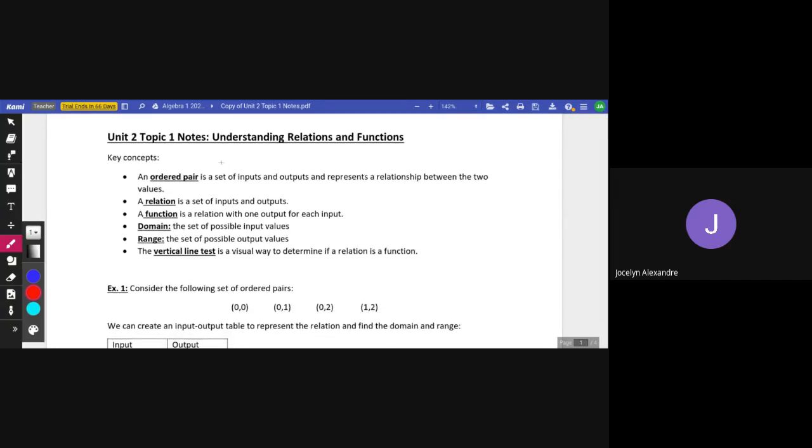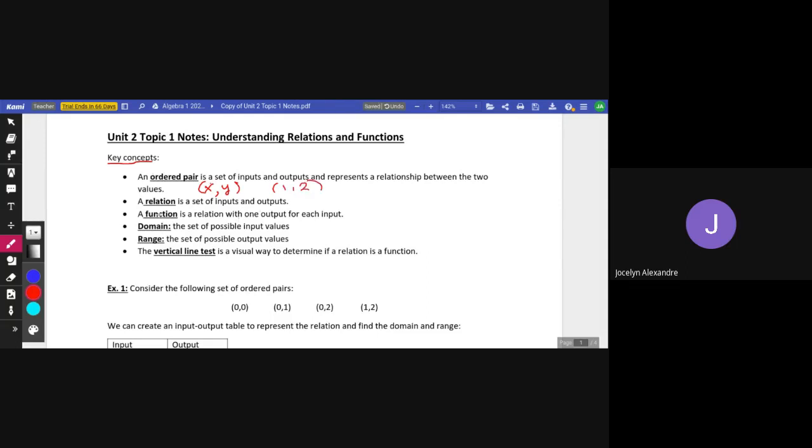We will be taking notes on the first topic in Unit 2, which is on understanding relations and functions. For these notes, there are a few key concepts and vocab words that we need to understand. The first is an ordered pair, a set of inputs and outputs that represent a relationship between the two values. Usually an ordered pair is in parentheses, there's a comma in between them, and we usually call them X, comma, Y. An example: 1, 2 is an ordered pair.